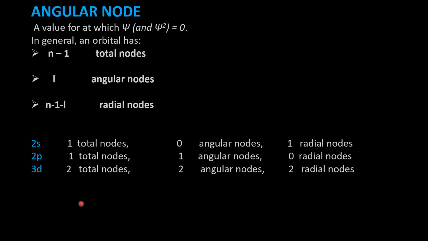And then the 3d orbital. For the 3d orbital, n is equal to 3, and as we have already discussed in our previous slides, whenever L is equal to 0 it is an s orbital, when L is equal to 1 it is a p orbital, and whenever L is equal to 2 it is a d orbital. So for the 3d orbital, the total number of nodes will be 3 minus 1, 2 total nodes. For angular nodes, for a d orbital L is equal to 2, so it has two angular nodes. The radial nodes are 3 minus 1 minus 2, which means it has 0 radial nodes.